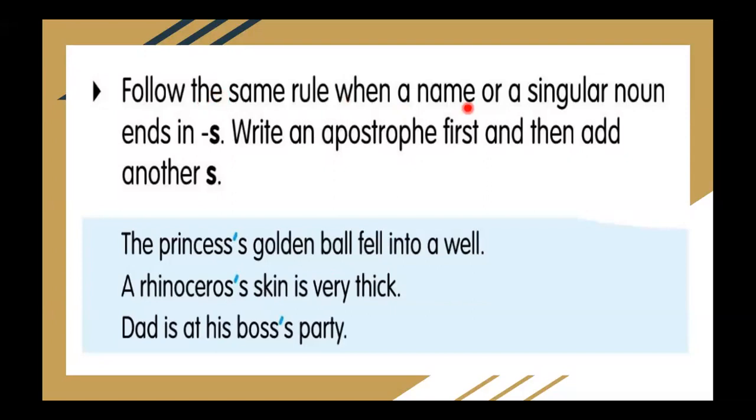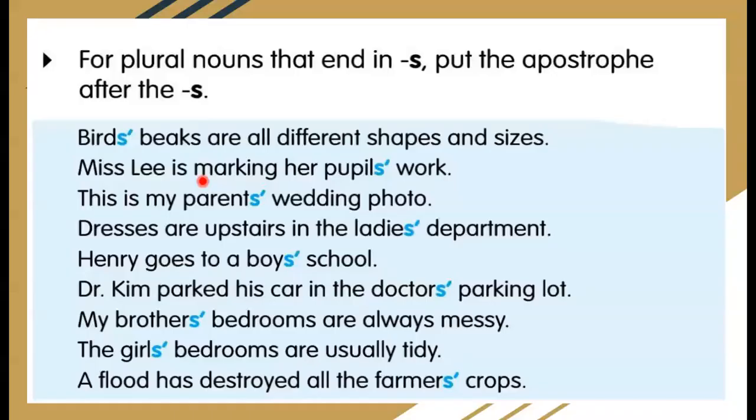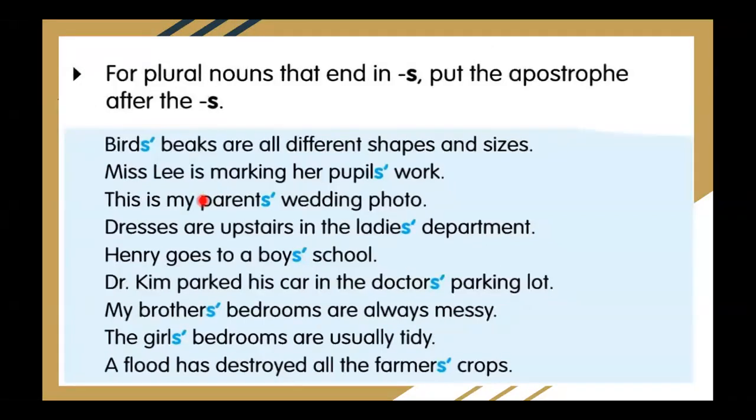Follow the same rule when a name or singular noun ends in S. Write an apostrophe first and then add S. The same rule we followed when the singular nouns didn't have an S, we have to follow when singular nouns end with an S. Same rule. Now, let's come to the plural nouns point. Point number 3, for plural nouns that end in S, put the apostrophe after the S.